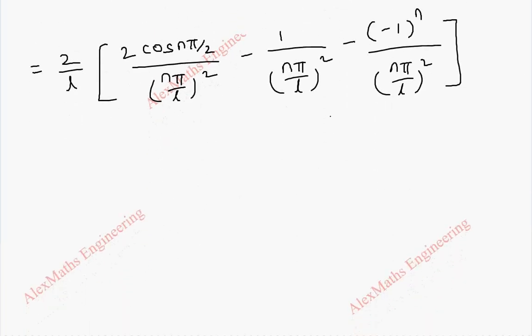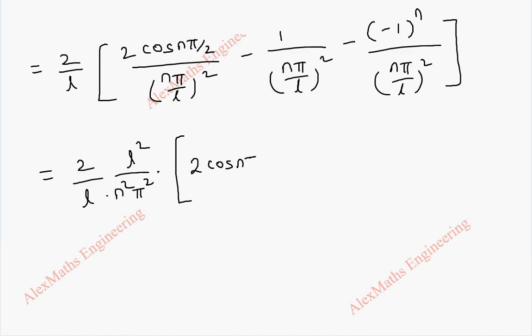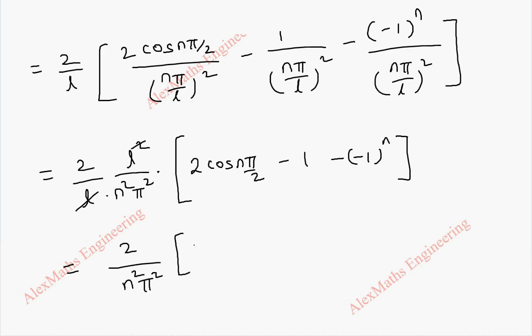Now we can take the common denominator, that is 2 by L into n square pi square by L square. I can carry it to the numerator here. Then the rest of the terms, 2 cos n pi by 2 minus 1 minus of minus 1 whole power n, are written as it is. L and this we can cancel. So we get 2 by n square pi square into 2 cos n pi by 2 minus 1 minus of minus 1 whole power n. So this is our an.